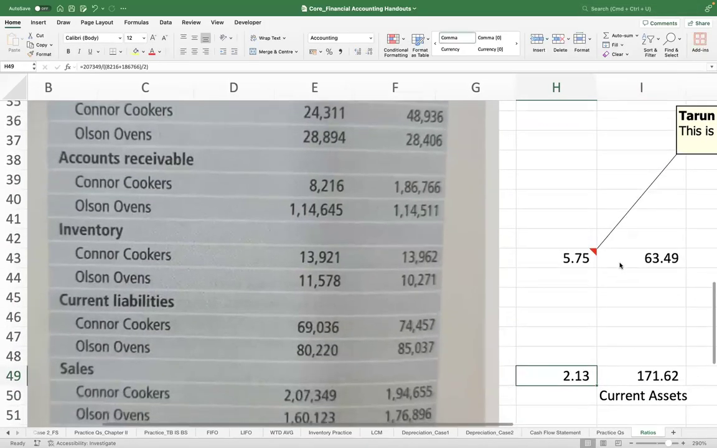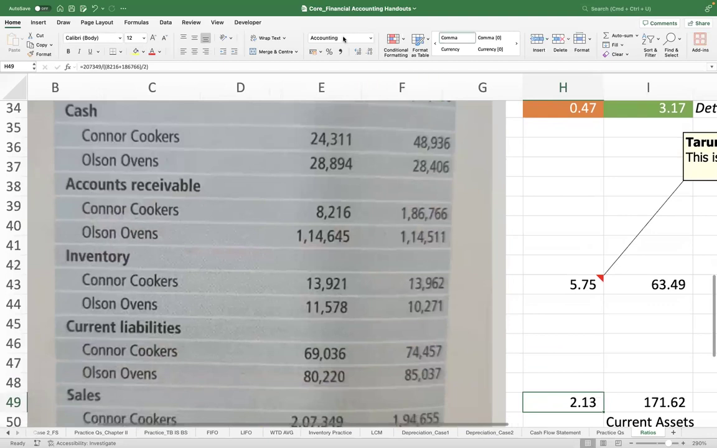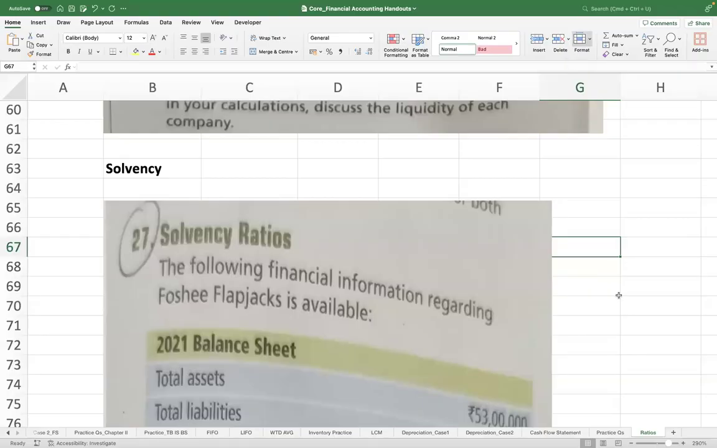और कुछ है इसमें पूछा है? Anything else? That's it. So you understood what each of these ratios means. So let's move to the next question now. So in this question, what are the solvency ratios required?